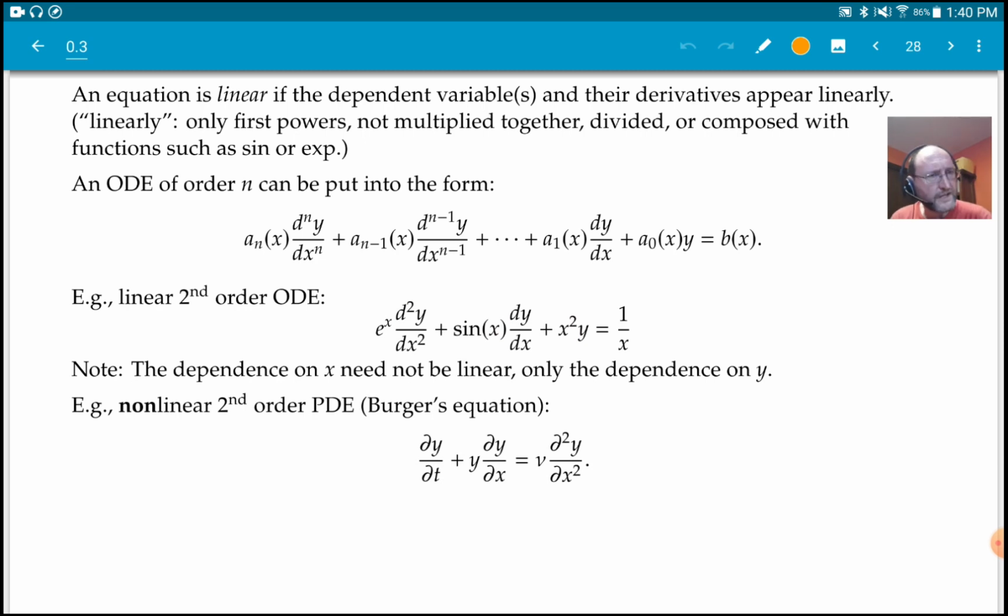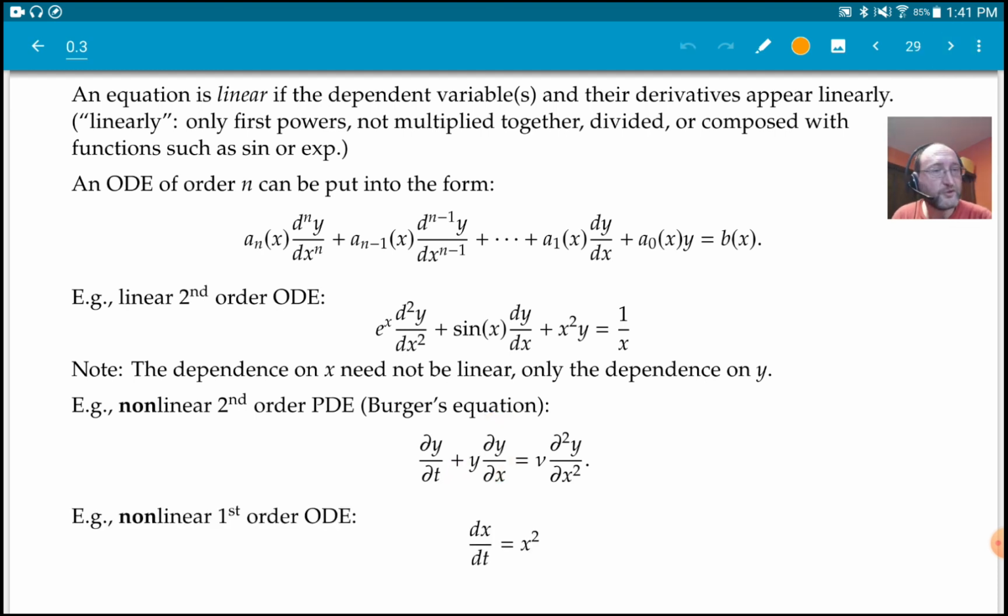All right. Now here's an example of a nonlinear equation, and you can see the nonlinearity here, right? You have the derivative of y times y, or y times the derivative of y. I don't know why I read it from right to left, but we're multiplying the dependent variable and its derivative. So y and its derivatives do not appear linearly here, because we're multiplying them together.